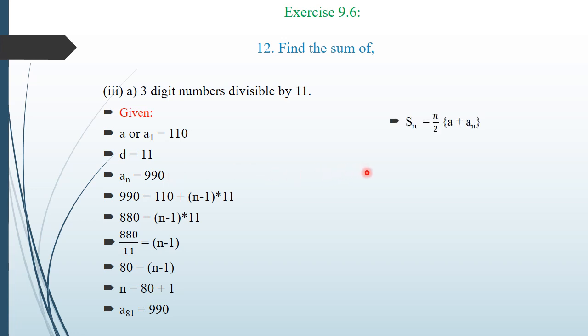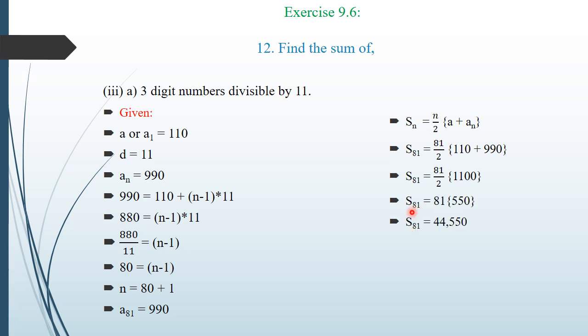Now, I'll need to find the sum of those n terms, that is equal to n by 2 into a plus an. I'll apply this formula. Substituting all the values, I'll get S81 is equal to 81 by 2 into 110 plus 990, or S81 is equal to 81 by 2 into 1100, or S81 is equal to 81 into 550. Therefore, the sum of 81 terms will be 44,550. This is nothing but the sum of all those 3-digit numbers that are divisible by 11.